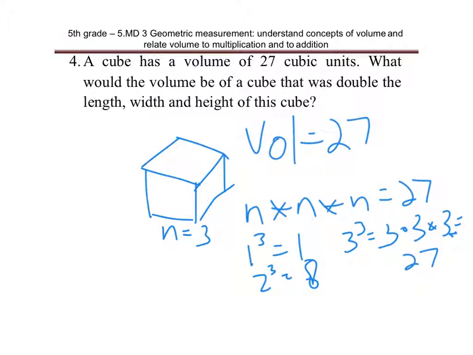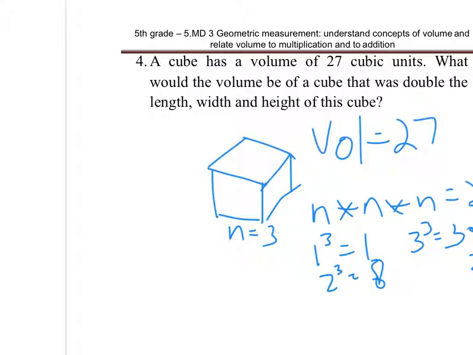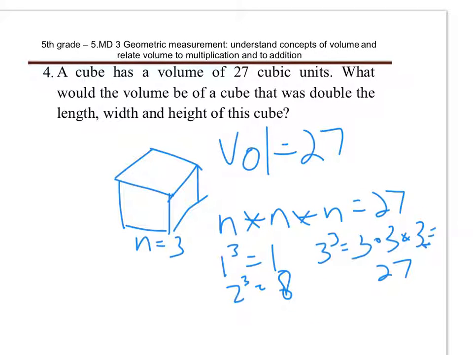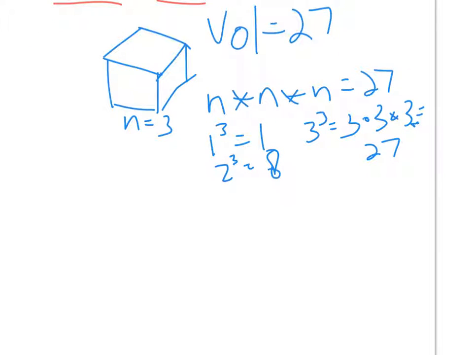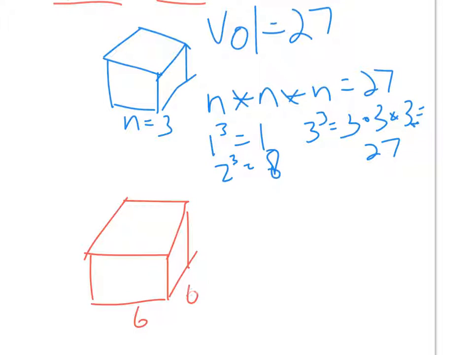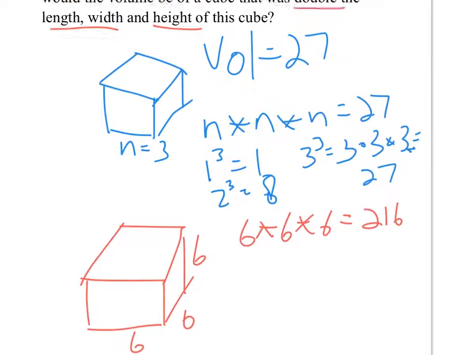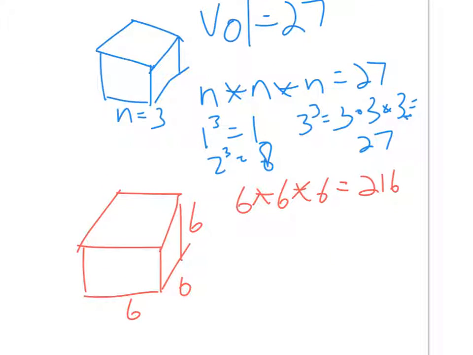Well, what's going to happen next? We're going to double everything, double the length, width, and height. So if we do that, instead of a 3 by 3 by 3, now we're going to have a 6 by 6 by 6. Okay, so 6 times 6 times 6 equals 36 times 6, 216. And so what's the volume going to be? The volume will be 216 units.